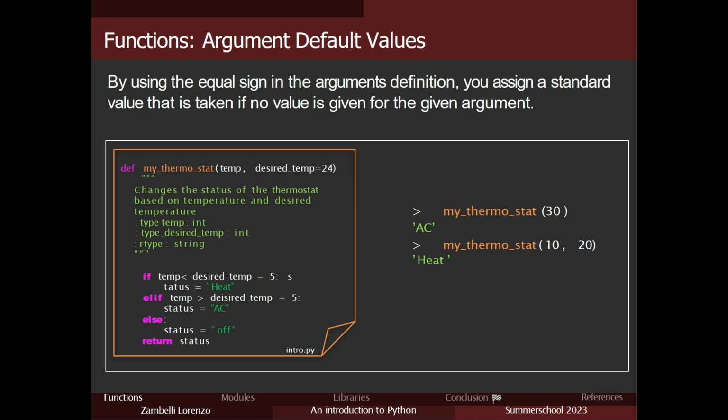Inside the function doesn't change anything. In our Python interface, let's call the function my thermostat. Let's say we have 30 degrees now. As you see, we are not giving the desired temperature because we have a default, and we get AC, which is the correct answer.